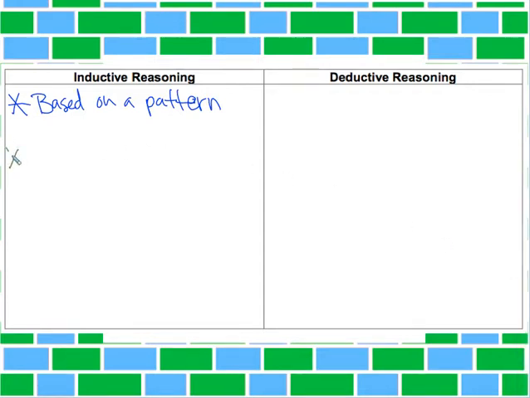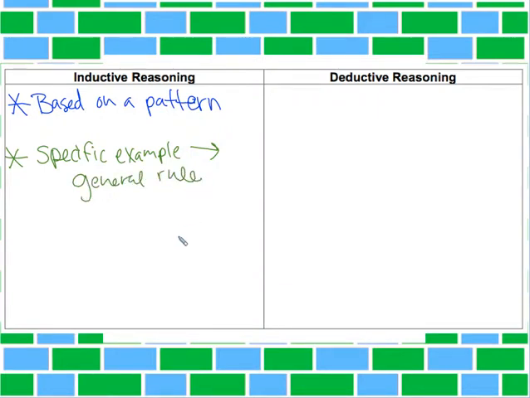It's where you look at specific examples, and from that you come up with a general rule. So, for example, if you notice that every Wednesday in the cafeteria they serve chicken, and you decided, based on each Wednesday's specific example, to make a general rule that Wednesday we always have chicken, that would be inductive reasoning.